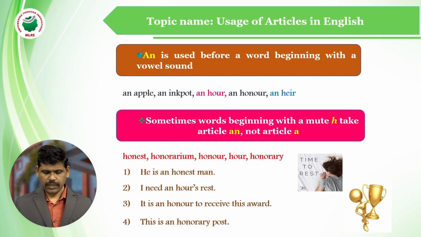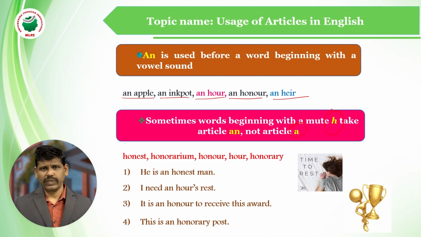So let us go. An is used before a word beginning with a vowel sound. Generally, we use the article an before words beginning with a vowel sound: an apple, an inkpot, an hour, an honor, an heir. In apple, the initial vowel sound is there. In hour, the H is silent. So an hour, an honor, an heir. Here is a very important note: sometimes words beginning with a mute H take the article an, not the article a.